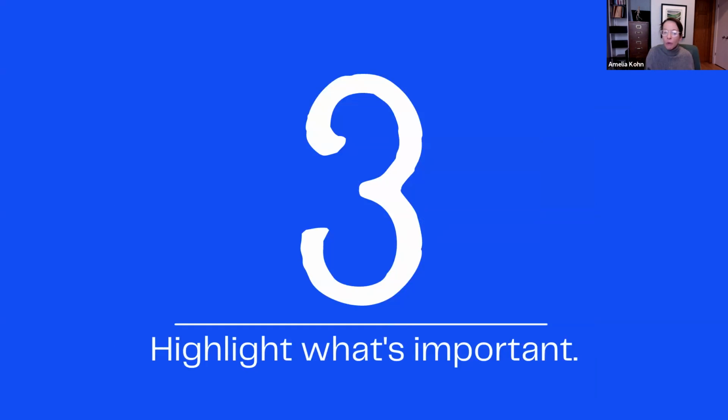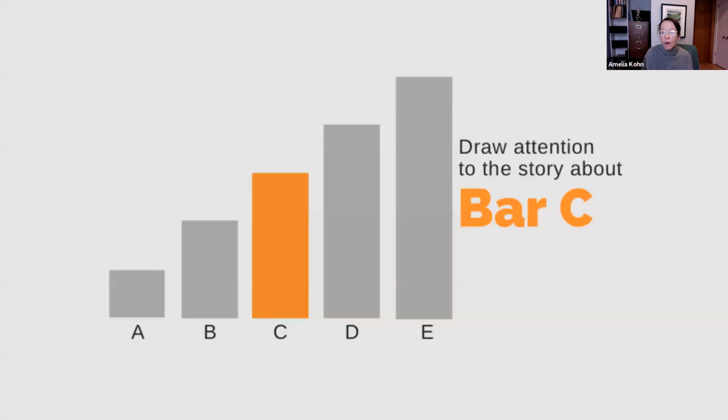Okay, highlight what's important. Once you've visualized your data, the story can still remain hidden, particularly to those unfamiliar with the data or subject matter. So that's when it's time to call out data points with color and annotations, to lead your viewer through the visualization by highlighting certain parts of the chart.